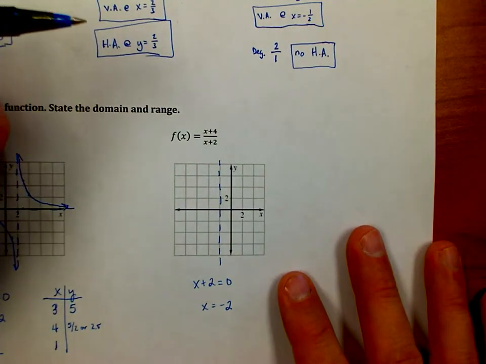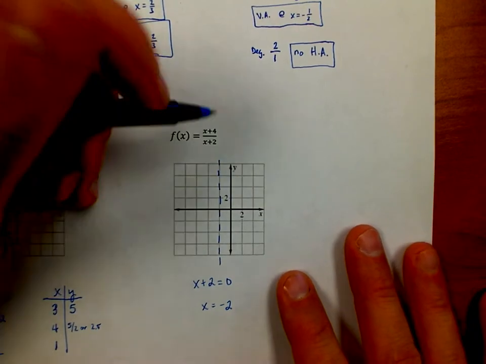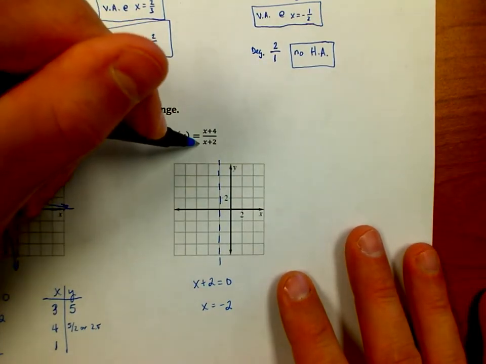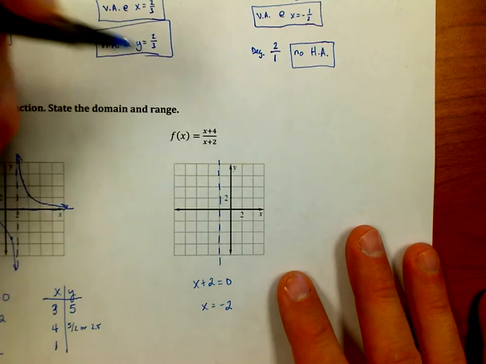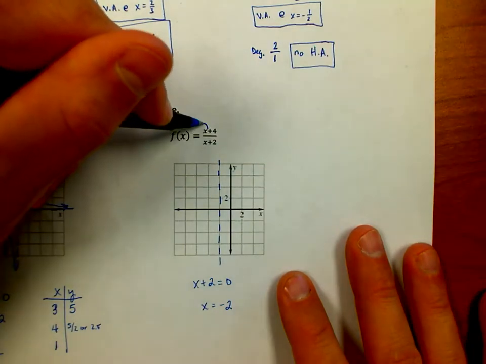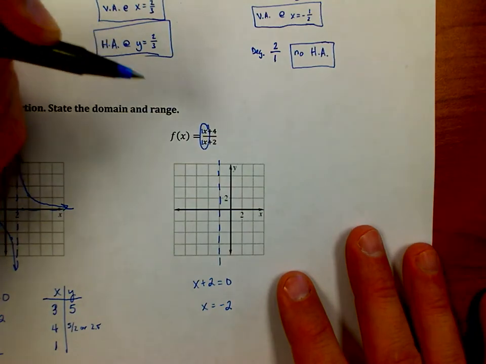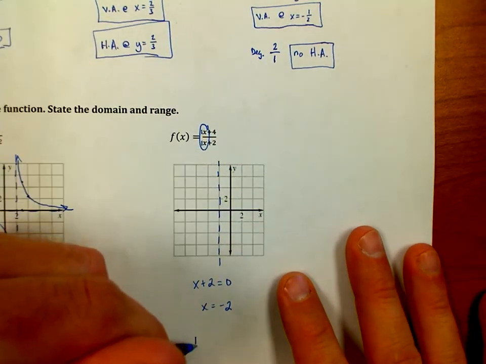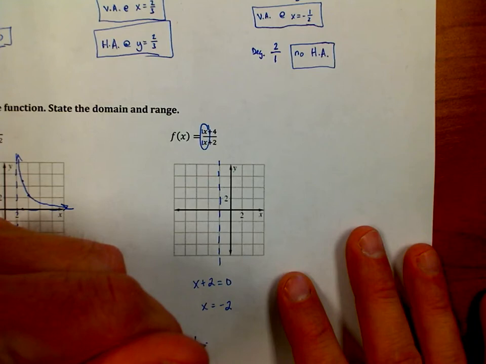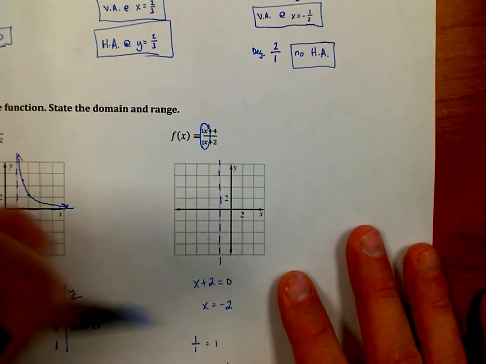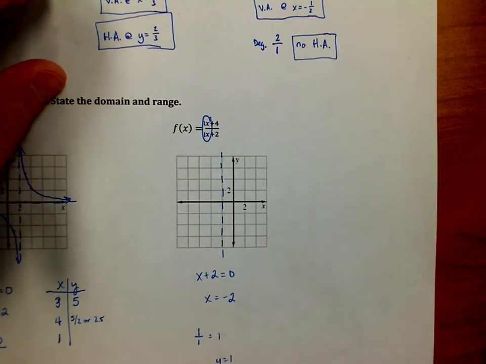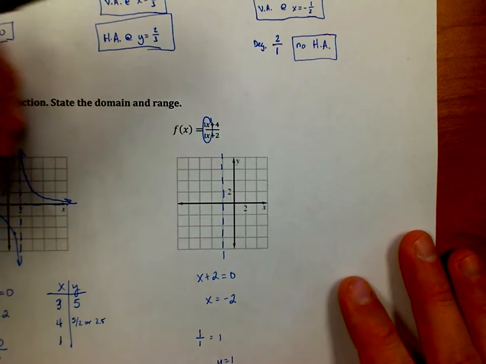Second thing I want to do then is compare powers of x. And so I see here that I have x to the first on top and I have x to the first on bottom, so that means it's the same power. In this case, I'm looking at the coefficients, right? So it's 1 over 1. So that means that if I look at the coefficients, 1 over 1 is 1. So y equals 1 is going to be where my horizontal asymptote is located. So I'm going to draw a dotted line at y equals 1.